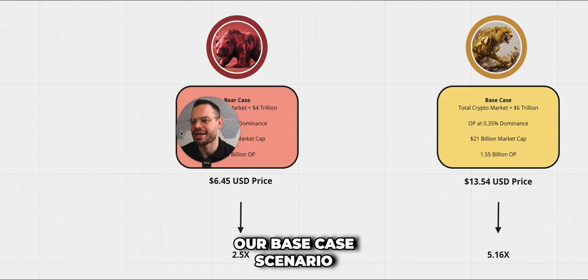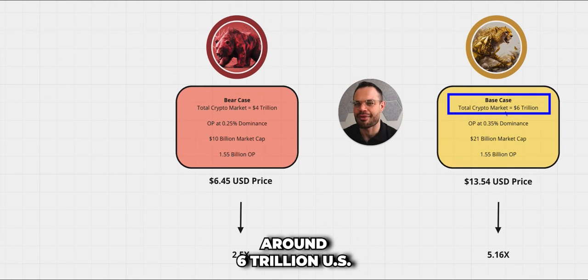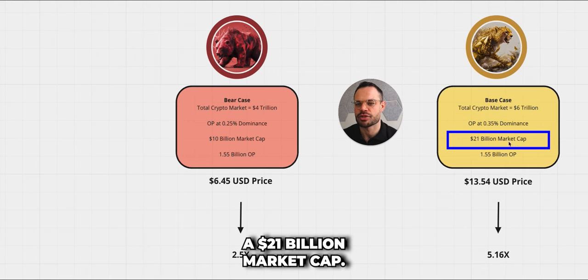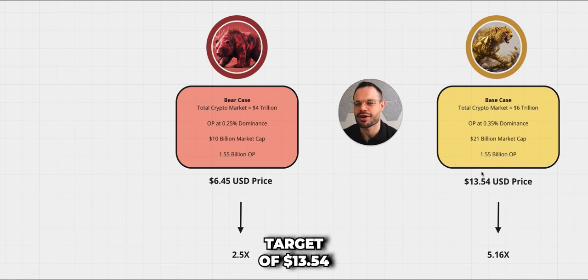Jumping on to our base case scenario, what we're saying here is the total crypto market cap could peak around 6 trillion US dollars if Optimism can get up to a 0.35% dominance level. That would give it a $21 billion market cap. And then again, dividing that by 1.55 billion Optimism tokens gives us our price target of $13.54, or a 5.16x from today's prices of $2.62. I think this is very doable for Optimism.